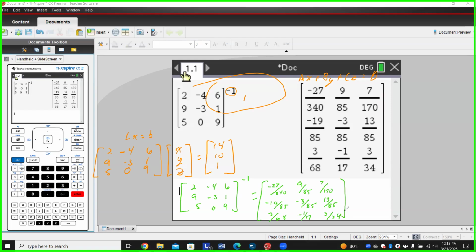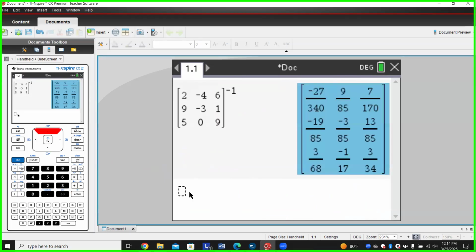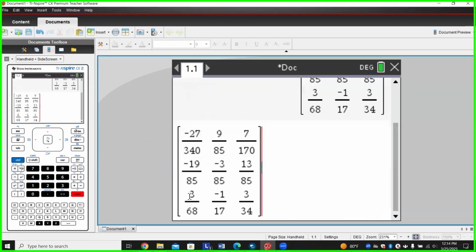Now, once you have the inverse, what did Braden say you needed to multiply that matrix by? The B. To save yourself some work, if you just hit the up button, you can highlight that inverse you just found and hit enter, and it'll copy and paste it for you.